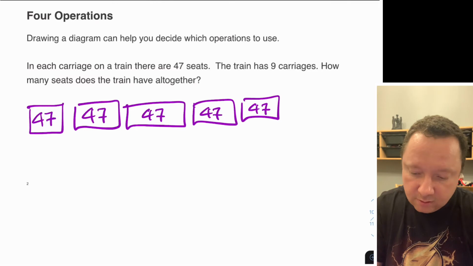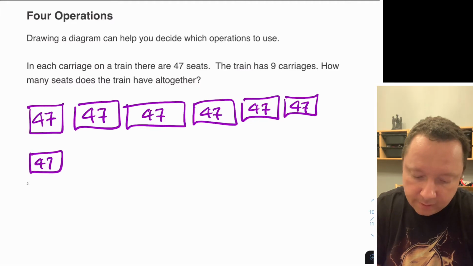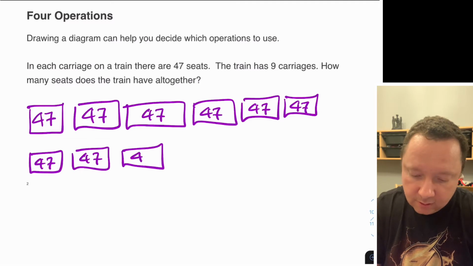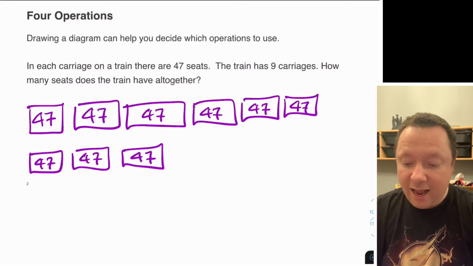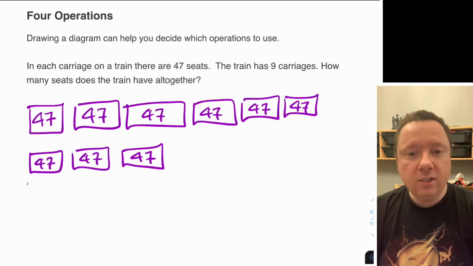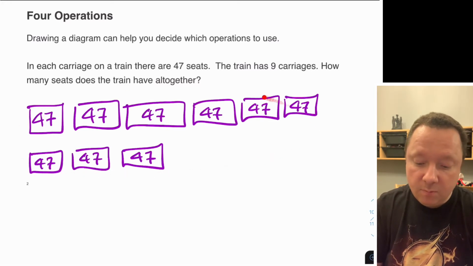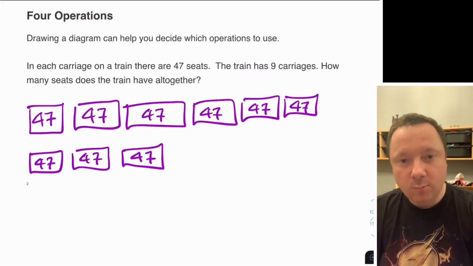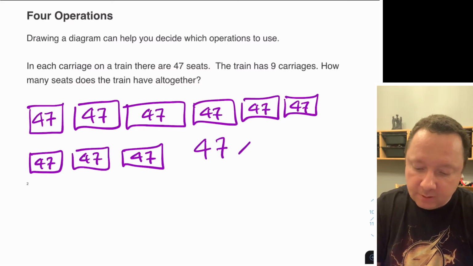47 seats, 47 seats. I've got 1, 2, 3, 4, 5, 6, 7, 8, and 9. I want to know how many I've got altogether, so I could just count them. So I could add 47 and 47 and 47 9 times, or since I've got the same number 9 times, I might as well just do 9 times 47. So the sum I'm going to try and do is 47 times 9. So I can use a column for that.